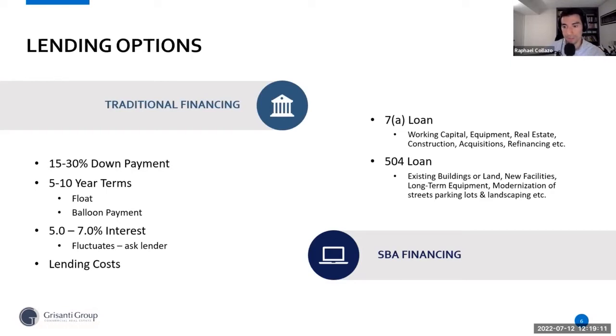The 7A loan you can utilize for a variety of different expenses, including working capital, equipment, real estate, construction, acquisitions of businesses, refinancing, et cetera. And then the 504 is primarily focused on building acquisition and construction and support of really the real property. So you're looking at existing buildings or land, new facilities, long-term equipment, modernization of streets and parking lots, landscaping, et cetera. So those are the two products typically offered by the SBA.